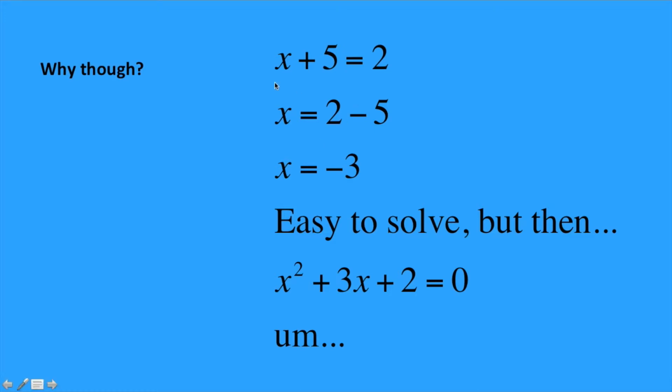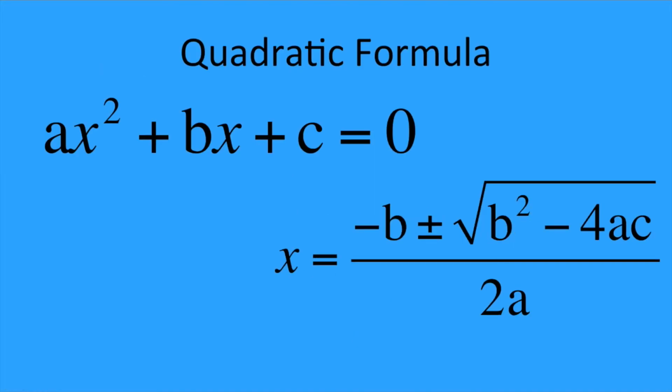So why do we use the quadratic formula? Well, when you have things like x plus 5 equals 2, this is kind of easy to solve. You subtract 5 from both sides, you get x equals negative 3. However, then you get expressions like x squared plus 3x plus 2 equals 0. So you can factor that. However, sometimes these get even more complicated where factoring is really hard, and so that's where the quadratic formula comes in, especially when the answers aren't really nice even numbers.